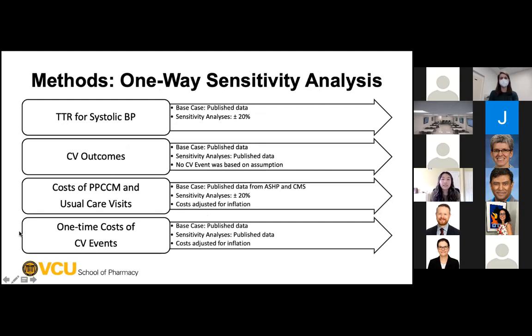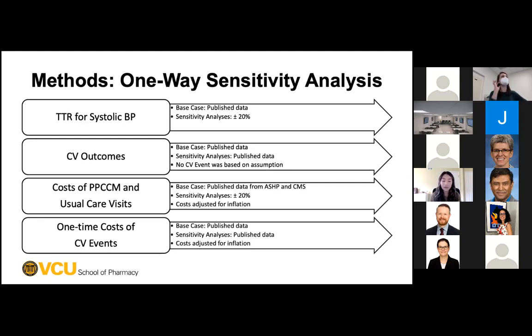So for the one-way sensitivity analysis, one-way deterministic sensitivity analyses were performed on all model variables to account for any uncertainty in the parameter estimates for the two hypertension management options. A one-way sensitivity analysis is when you vary the values of one estimate across its reasonable range while holding the values of all other estimates constant at their baseline value.